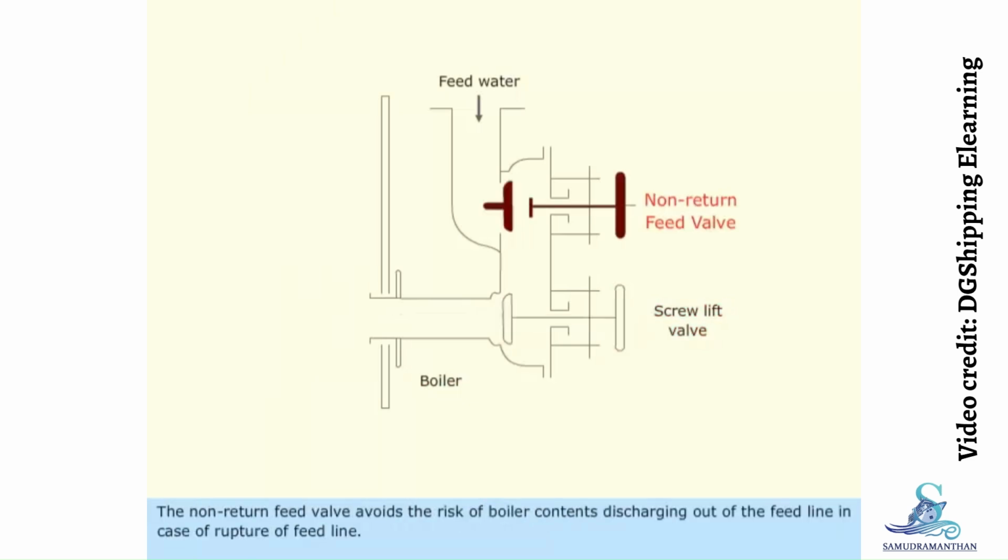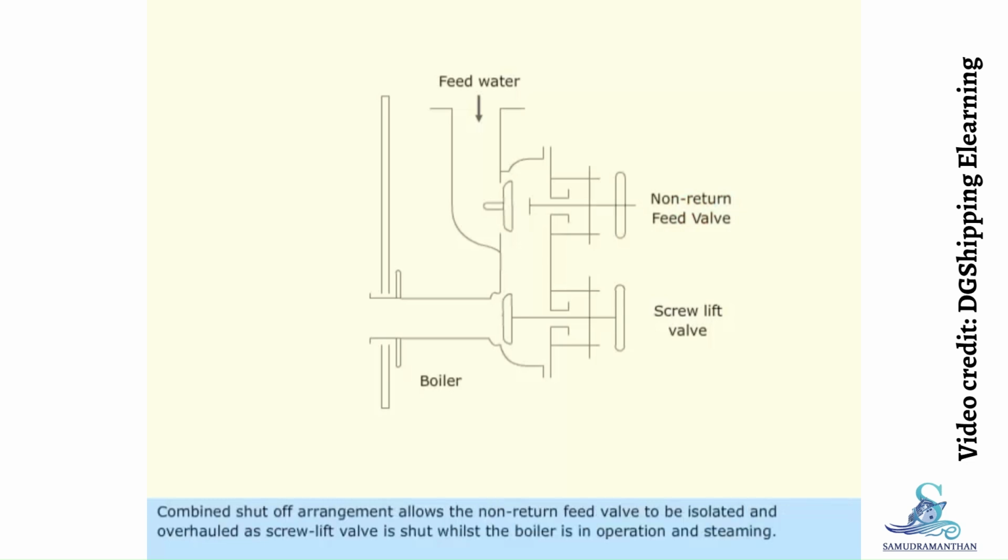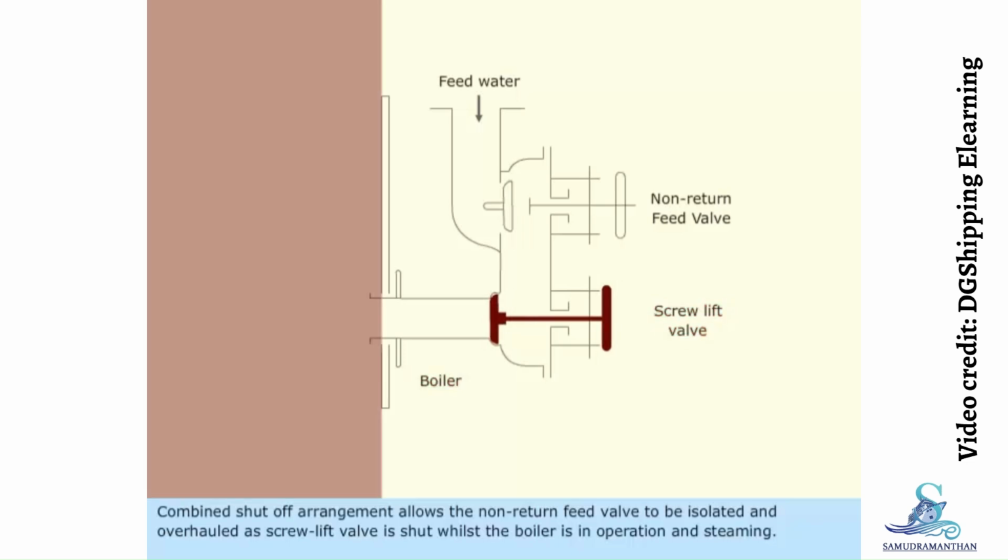The non-return feed valve avoids the risk of boiler contents discharging out of the feed line in case of rupture of the feed line. The combined shutoff arrangement allows the non-return feed valve to be isolated and overhauled, as the screw-lift valve is shut whilst the boiler is in operation and steaming.